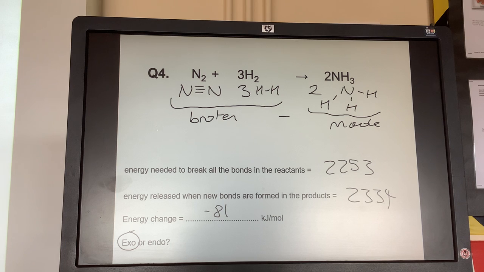If you're looking at that, I want you to figure out, where has he got that value from, 2253, from these bonds? 1 NN bond, 3 HH bonds. Where has he got that value from? How many NH bonds are made? 1, 2, 3, but there's 2 ammonias, so that'll be 6 NH bonds. This is complicated stuff. I always say that, though.